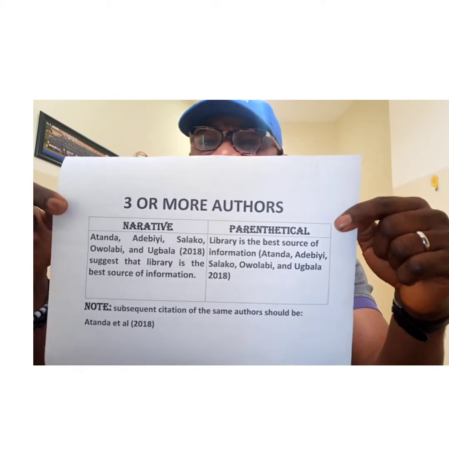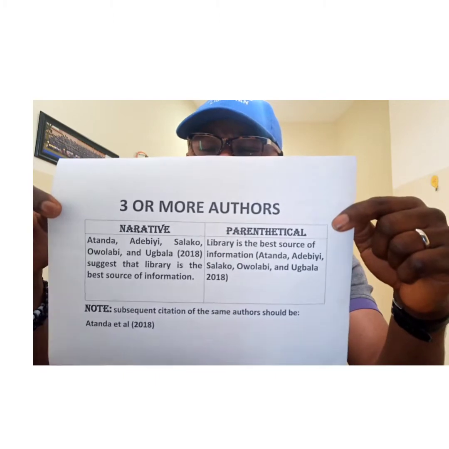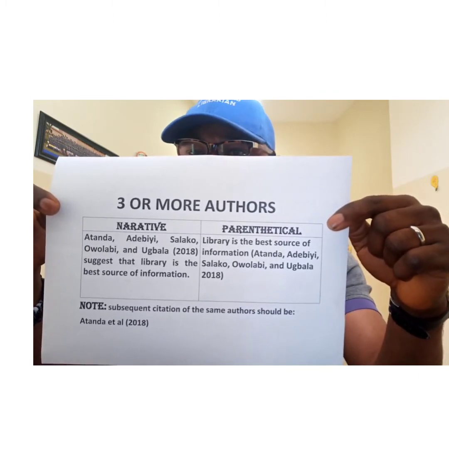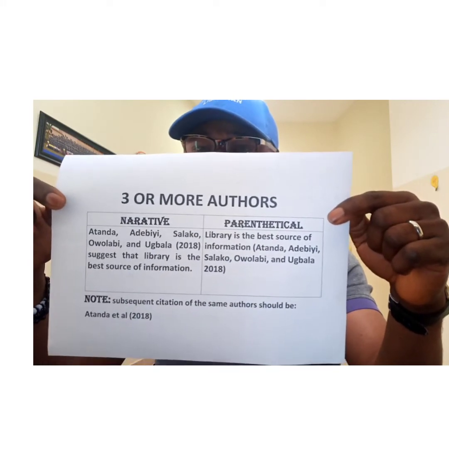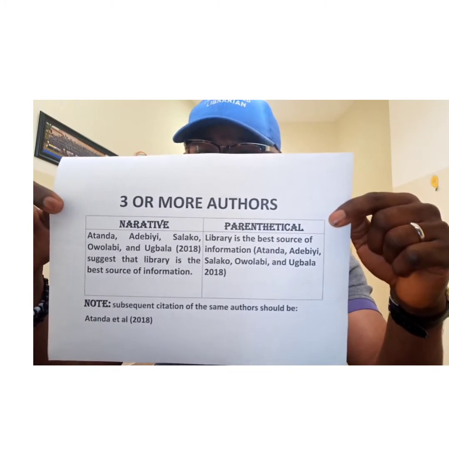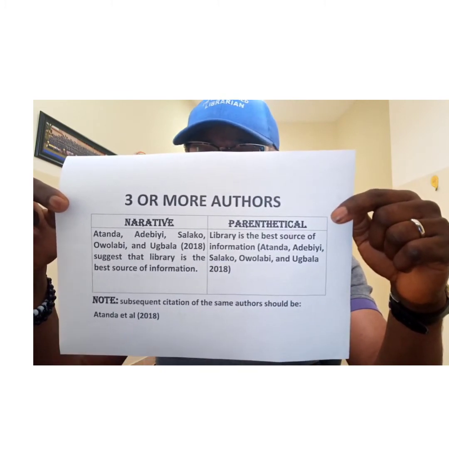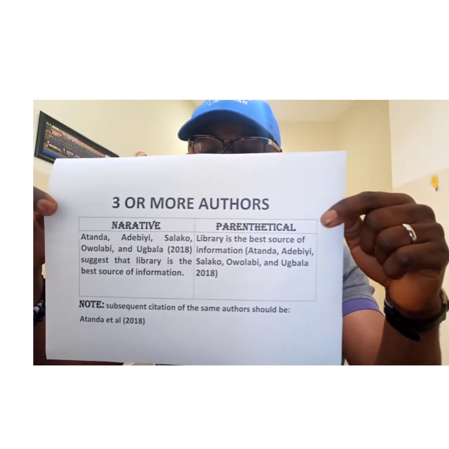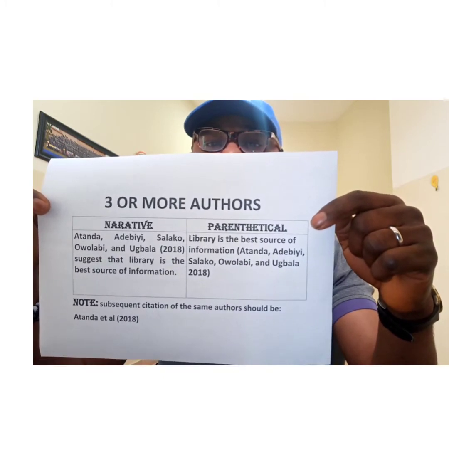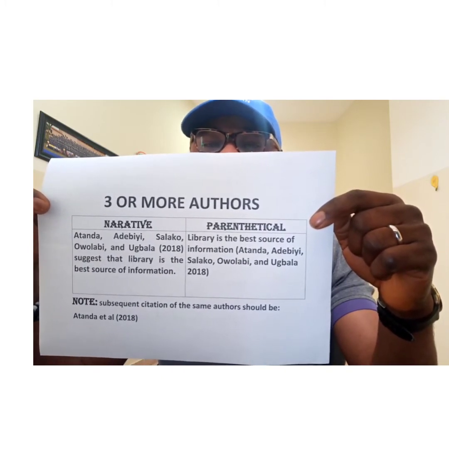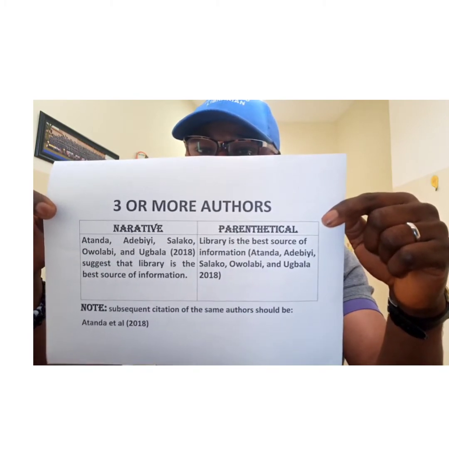Now, there is a clause to this. Please note that when you are citing three or more authors for the first time, you list all the authors' surnames. But in subsequent citation of the same author, you cite only the first author's surname, followed by et al., then the year of publication. Now, if I want to cite this one in my second citation, I will say Atoda et al. 2020 suggests that library is the best source of information, for three or more authors.